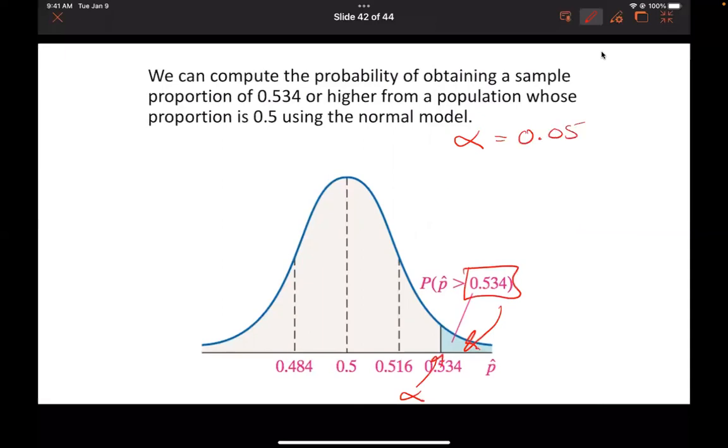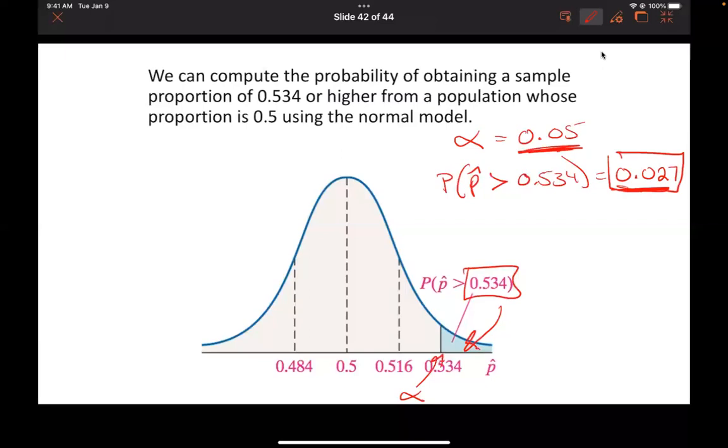And I have that the probability of getting p hat greater than, I'm making up numbers here, 0.534. Let's say that that was 0.027, which I think might be close. So if I get that probability is that small, since this number is smaller than this number, we would have to reject the null hypothesis. Because this probability is smaller than my alpha, I reject.